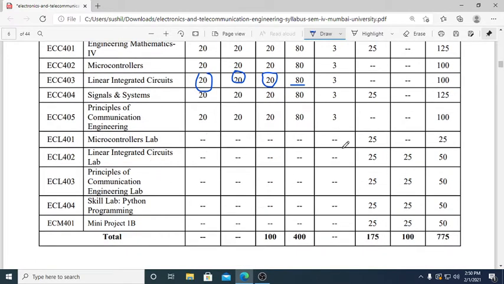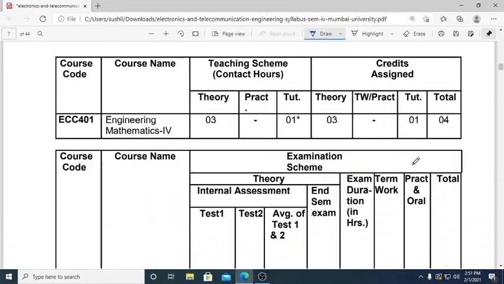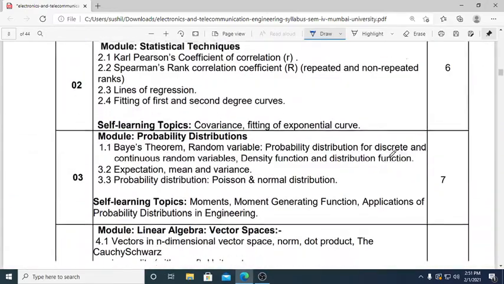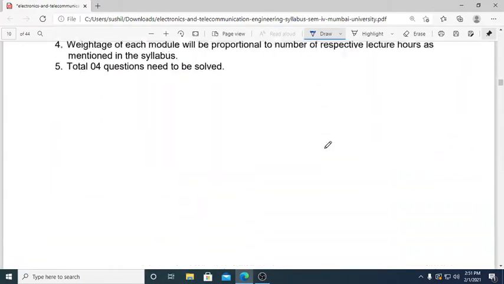There are also external practicals. Term work is 25 marks and the practical work is 25 marks, so that is 50 marks, with 100 marks for theory, making 150 marks in total. This is a very important subject for your marks and knowledge as an electronics and telecommunication engineer. So we will go directly to the syllabus.